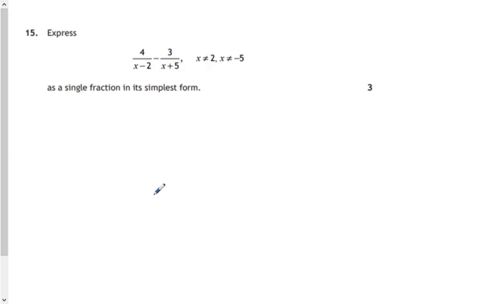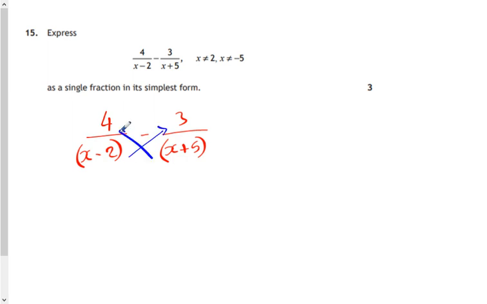Okay, question 15. Express 4 over x minus 2 minus 3 over x plus 5, where x does not equal 2 and x does not equal negative 5, as a single fraction in its simplest form. This bit here just tells us that 0 is not on the bottom. Now, what we're going to have to do is cross multiply these, sometimes known as the smile and kiss method.